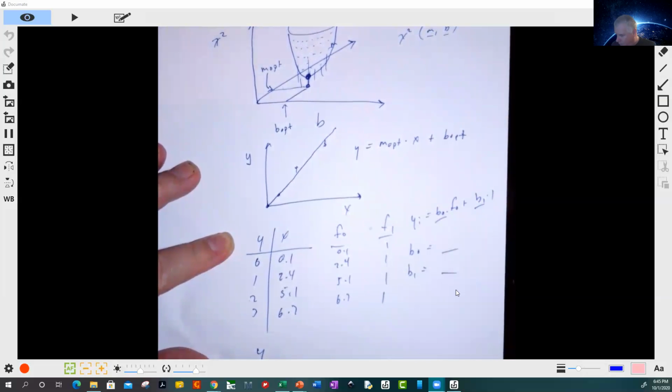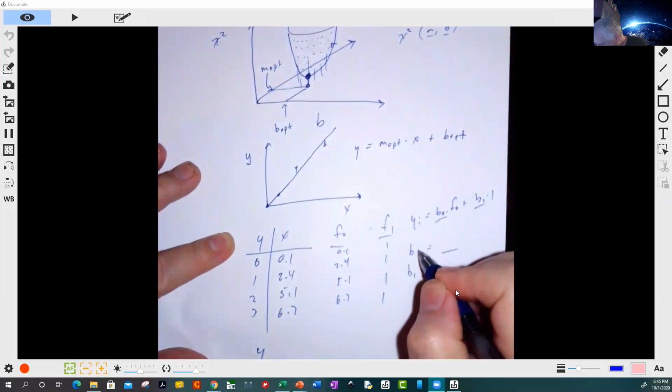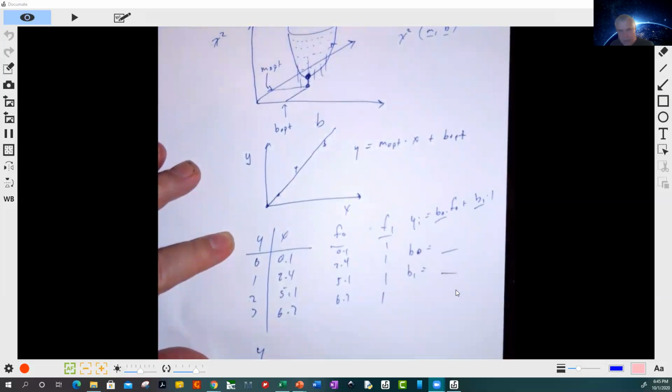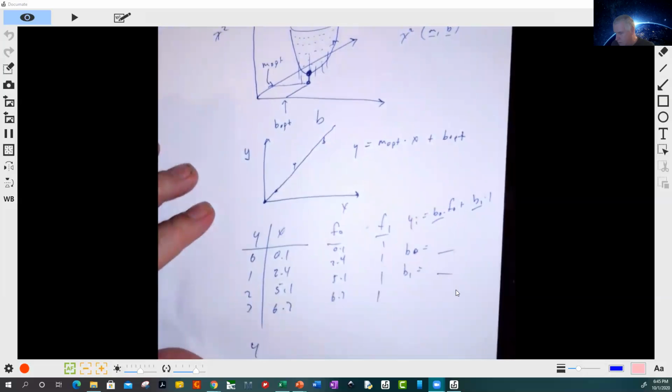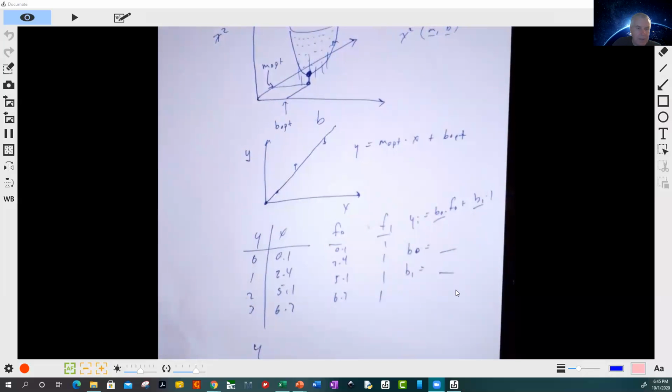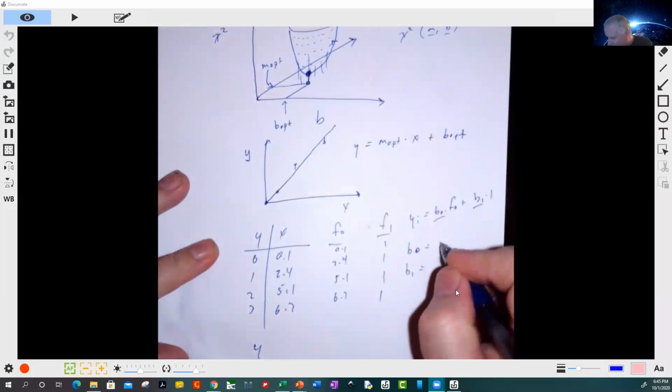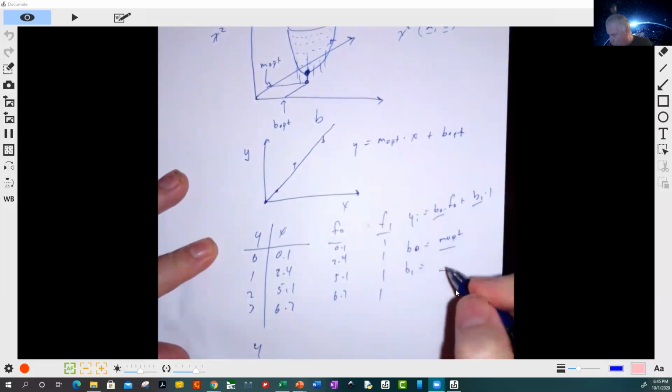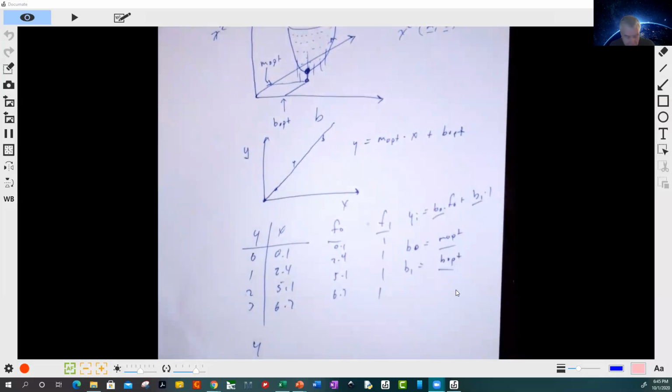And what will B1 and B0 be? B0 will be which? Mopped or bopped? Oh, come on. Mopped. Mopped. Thank you. Mopped. And B1 will be mopped. Excellent. Okay.